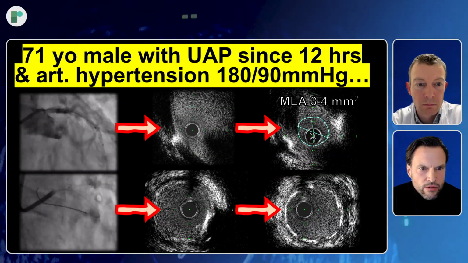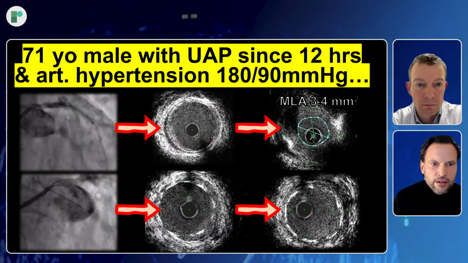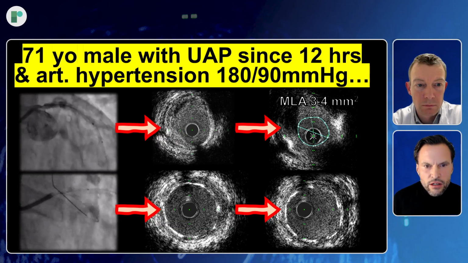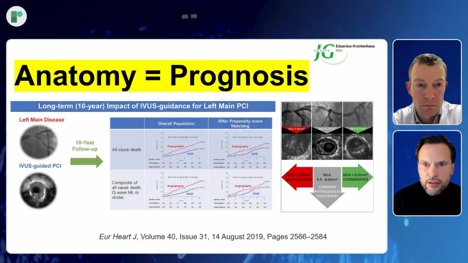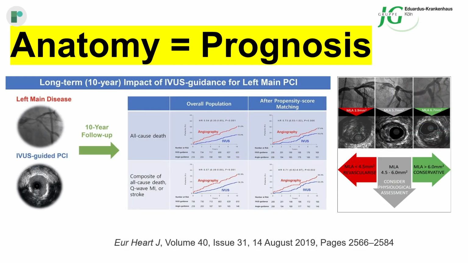And it's really important to have the intravascular imaging available to plan how to implant the stent perfectly. And we know from our data that, at least in left main disease, the use of IVUS can change the prognosis of the patients.